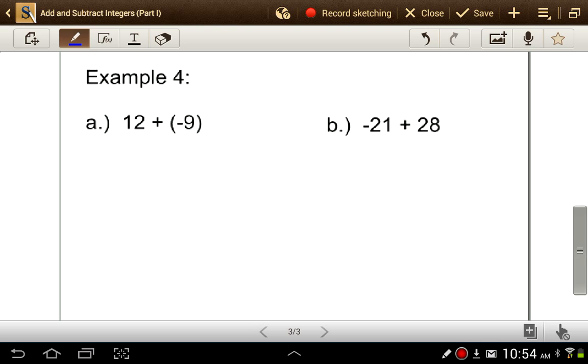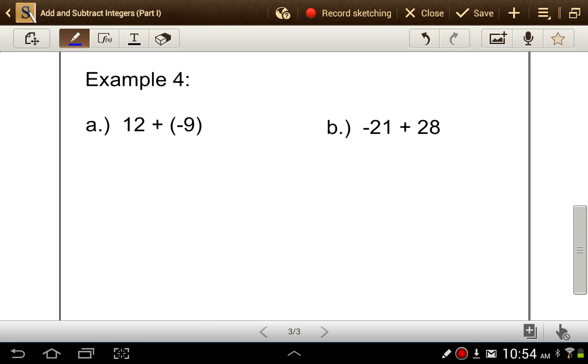In example 4, we're not going to use the number line, but I'm still going to use my arrows above to help me. 12 means go to the right, so I'm going to go to the right. -9 means go to the left. Why am I doing these arrows? So I can recognize whether or not I'm going in the same direction, add them, or different directions, subtract them. So this one has one positive, one negative, one of each sign, so I'm going to subtract them.